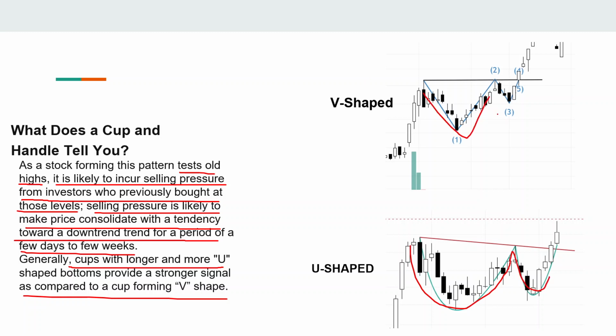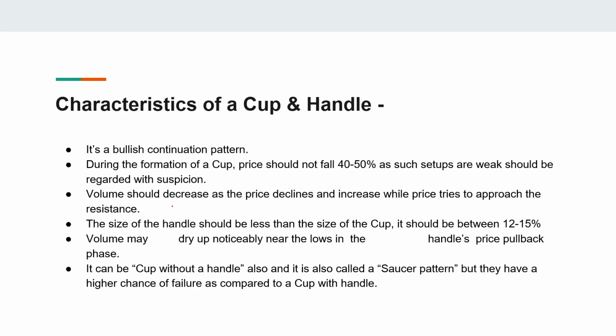So it is preferred that a cup and handle has this U-shaped kind of bottom, because it gives enough time for the stock to make a bottom and absorb all the selling. And these V-shape patterns are very quick. It goes down quickly and comes up quickly, so the selling pressure is not absorbed properly, and chances of failure of such patterns are high. That's why it's preferred that a cup and handle should be U-shaped rather than V-shaped.